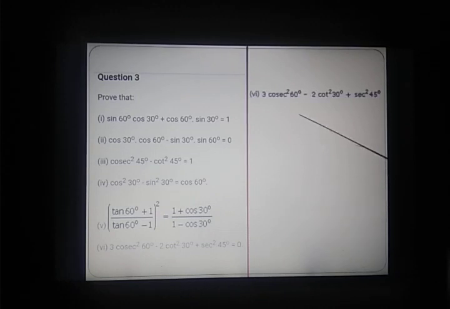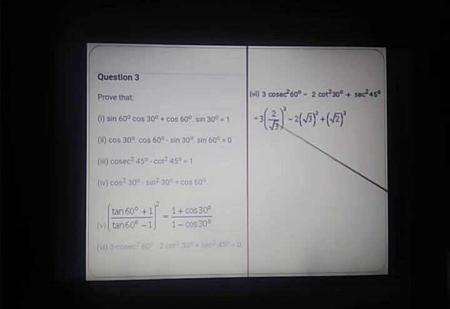So the sixth question says we have to prove that this is equal to 0. Okay, so let us put the values. So 3 is as it is, so cos 60 is 2 by root 3, square is there, so that's why square, minus 2, so cot 30 is root 3, and since square is there, so square. So sec 45 degrees is root 2, and since there is a square, so that's why there is a square.